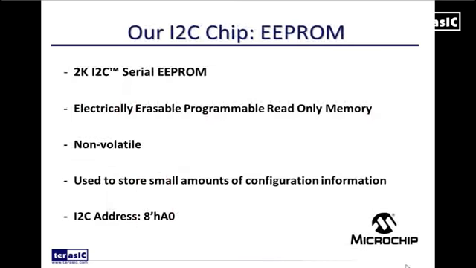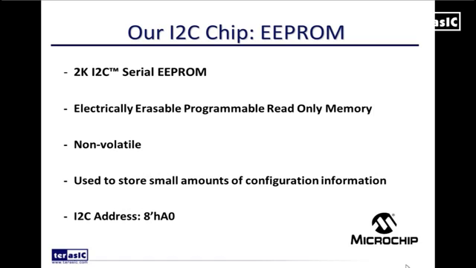So our slave device for today is an EEPROM that's located on our DE0 Nano. We're going to be using an EEPROM from Microchip, a 2 kilobit serial EEPROM, which stands for Electrically Erasable Programmable Read-Only Memory. These EEPROMs are non-volatile memories that are usually used to store small amounts of configuration information when the power shuts down. And our specific address today will be A0.